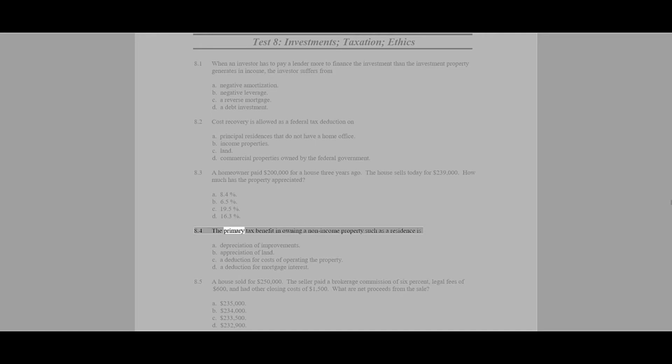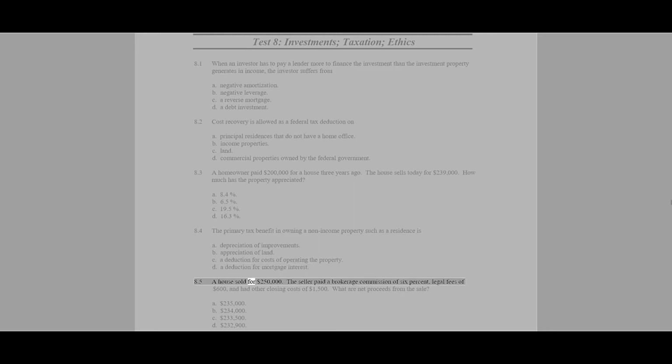8.4 The primary tax benefit in owning a non-income property such as a residence is A. depreciation of improvements, B. appreciation of land, C. a deduction for costs of operating the property, D. a deduction for mortgage interest.